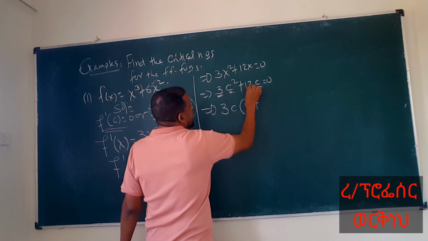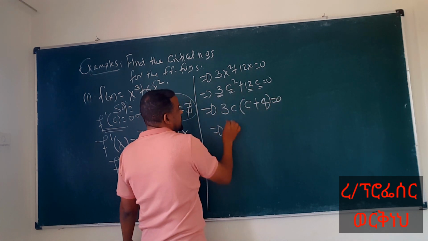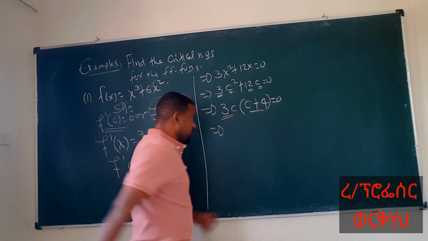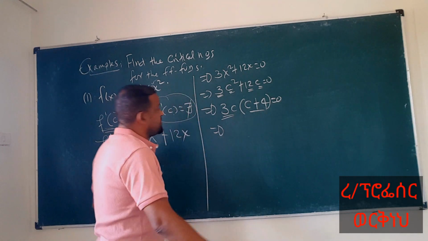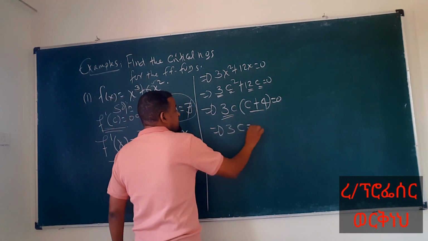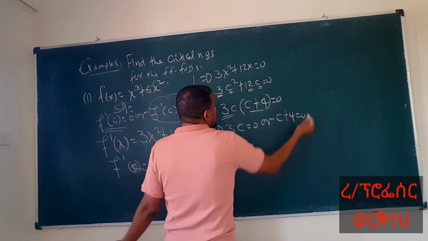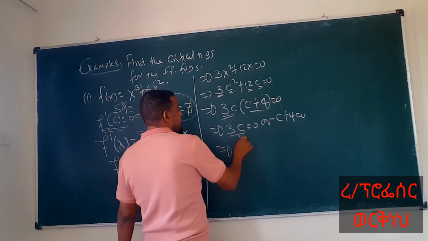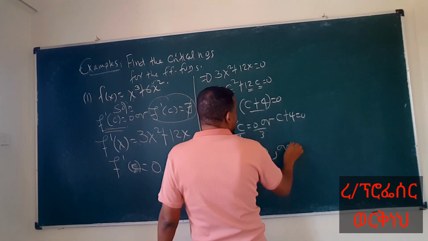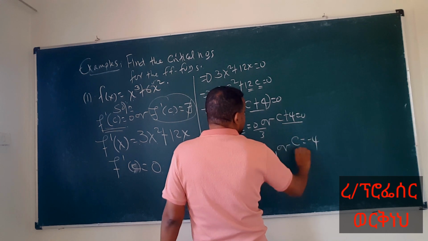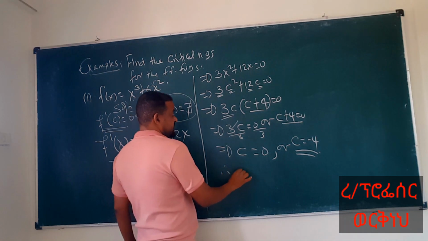c plus here. Taking 3 common out of 12 leaves 4, so the product of 3c and c plus 4 is 0. One of the expressions must be 0, that means either 3c is equal to 0 or c plus 4 is equal to 0. So the value of c is 0 or c is equal to negative 4.